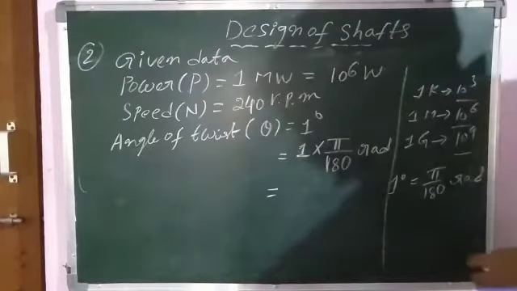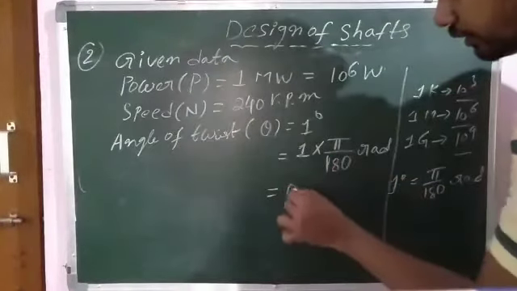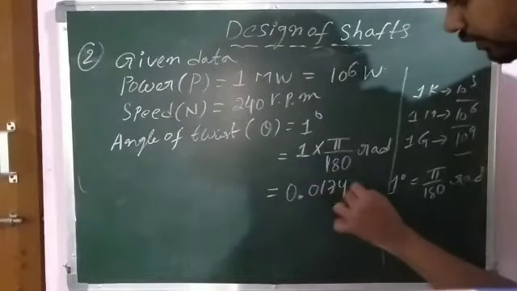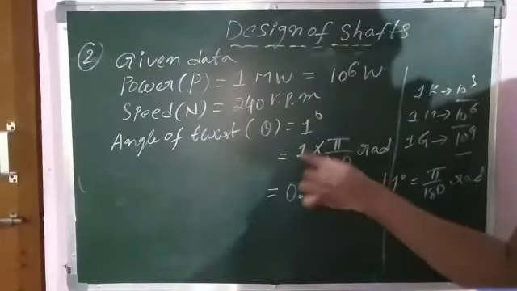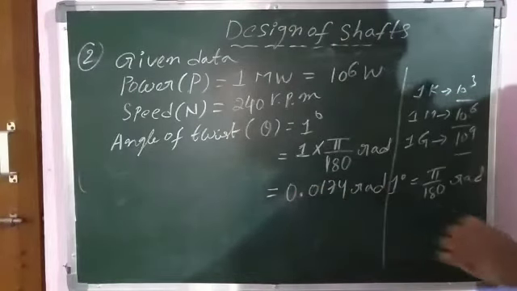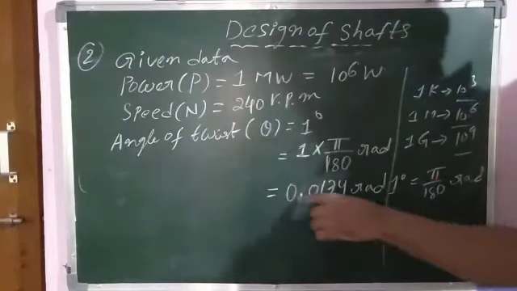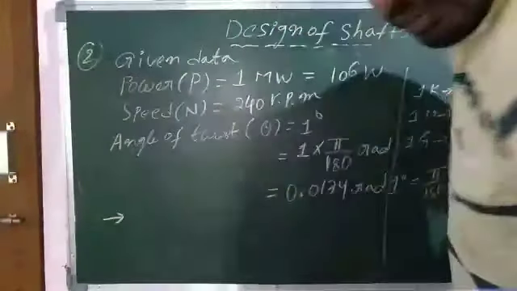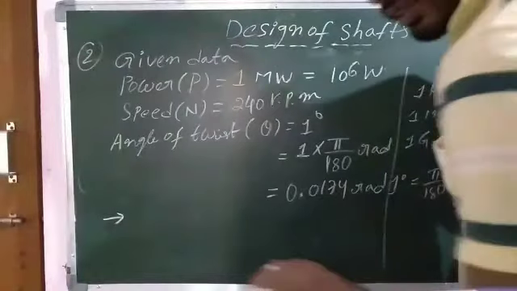Now after calculating this expression, you will get 0.0174 radians. This is the angle of twist, theta. Theta is also given. What about other data? Any other data? Yes, it is given.